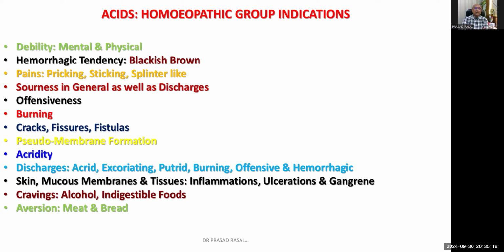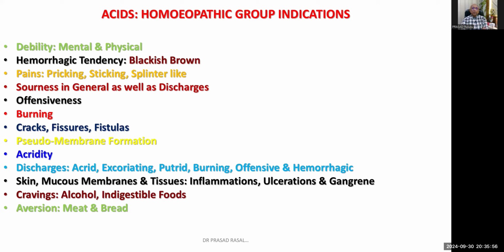Second is the hemorrhagic tendency. And this hemorrhagic tendency is the product of destruction over there. And that's why generally the blood is blackish brown in color. This is again one important feature one should not forget regarding the acid group. So hemolysis is most common with the acids, and it might be because of the miasmatic feature, the destructiveness, the syphilitic miasm.